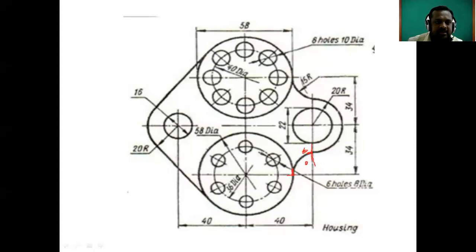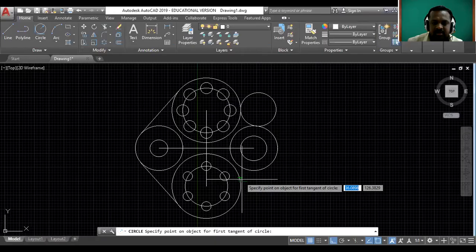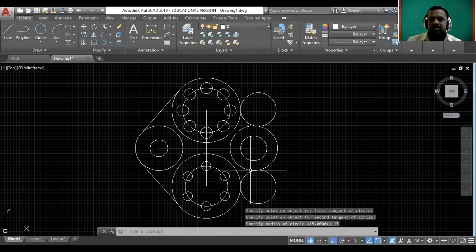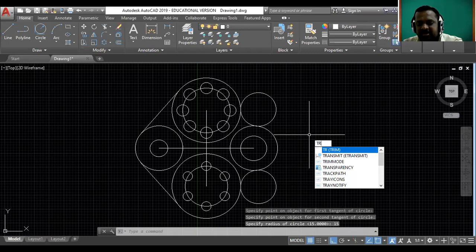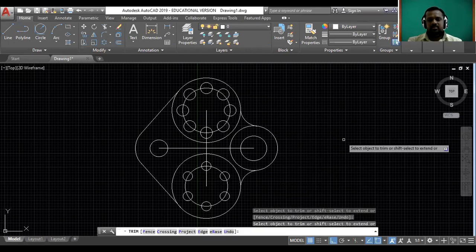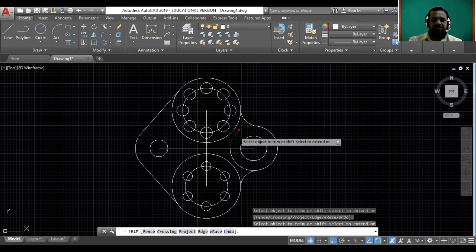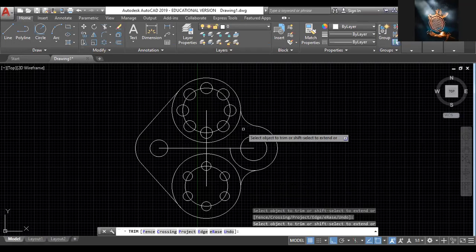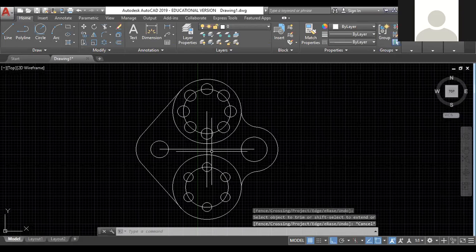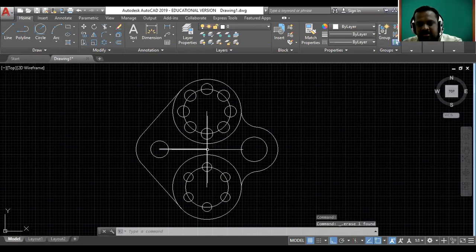Then take the 10-10 radius circle here, and here R50, enter. Okay, and then we have to trim the unwanted portion by pressing TR, double enter. This circle is not required, right? This part is required or not required? Not required. Then no problem. Okay. So I will delete those helping lines.